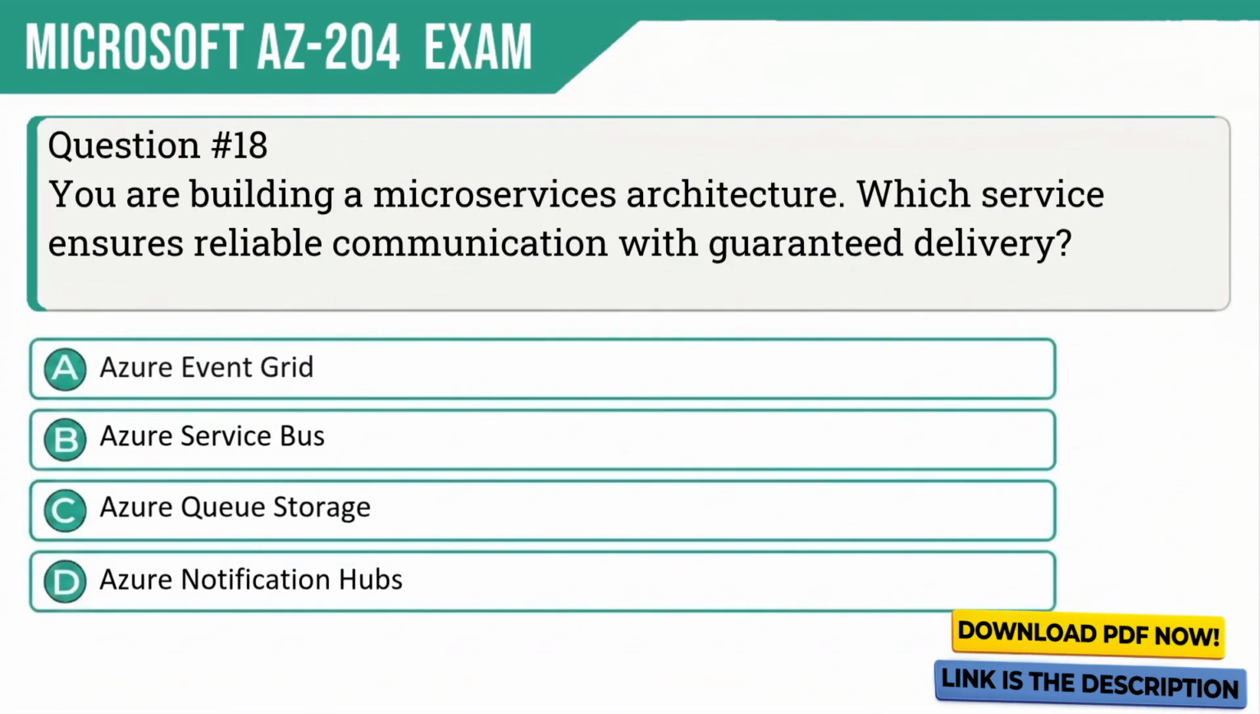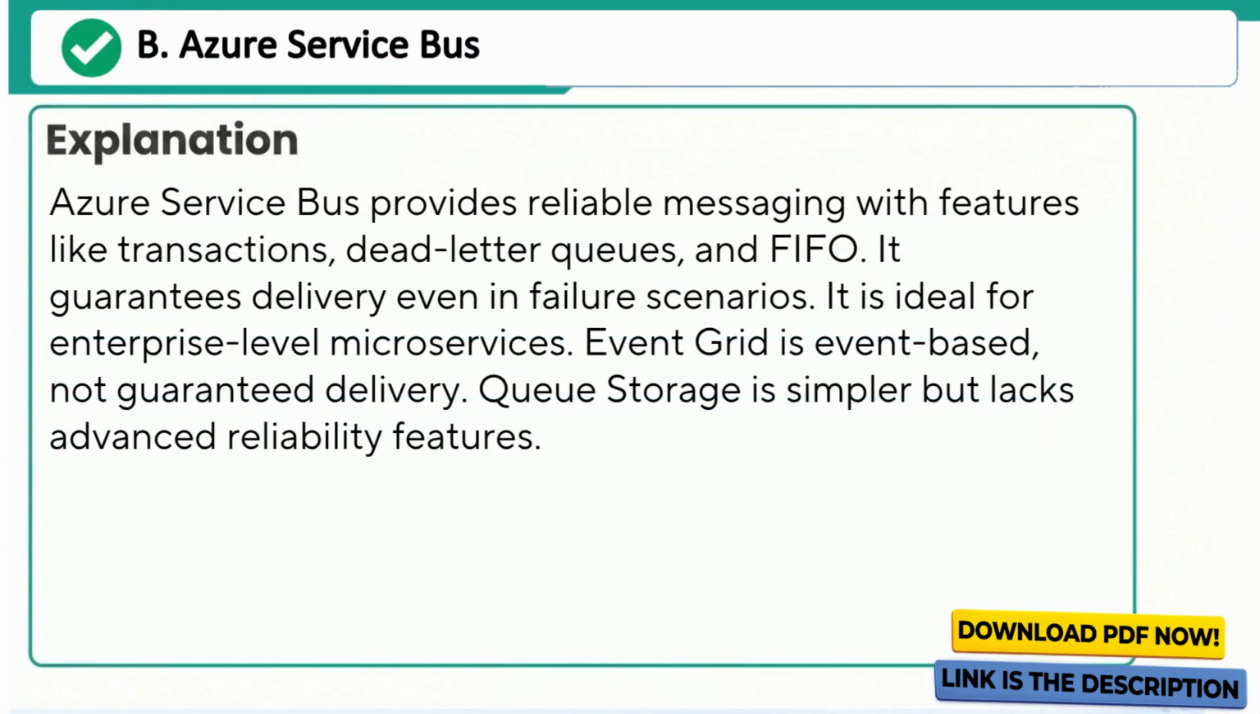Question number 18. You are building a microservices architecture. Which service ensures reliable communication with guaranteed delivery? A. Azure Event Grid. B. Azure Service Bus. C. Azure Queue Storage. D. Azure Notification Hubs. Correct answer, B. Azure Service Bus. Explanation: Azure Service Bus provides reliable messaging with features like transactions, dead letter queues, and FIFO.